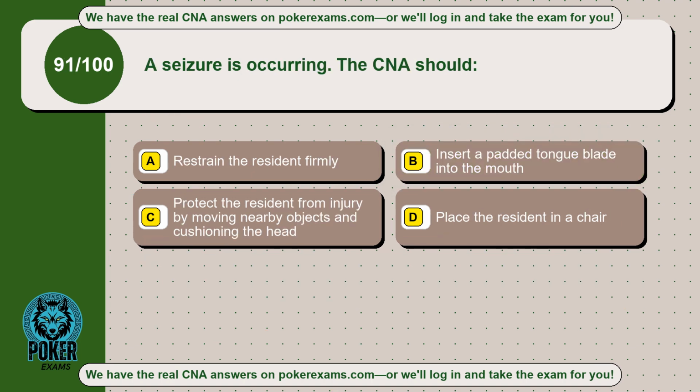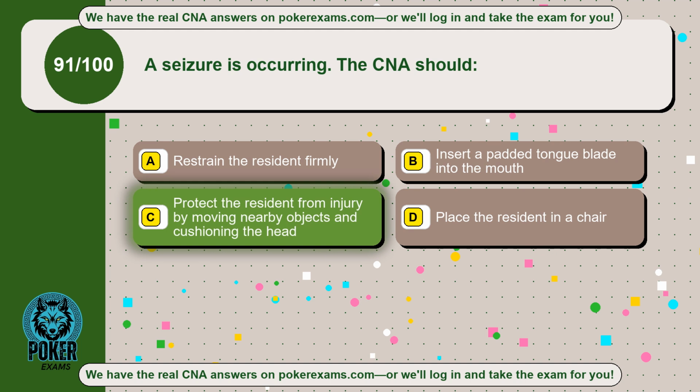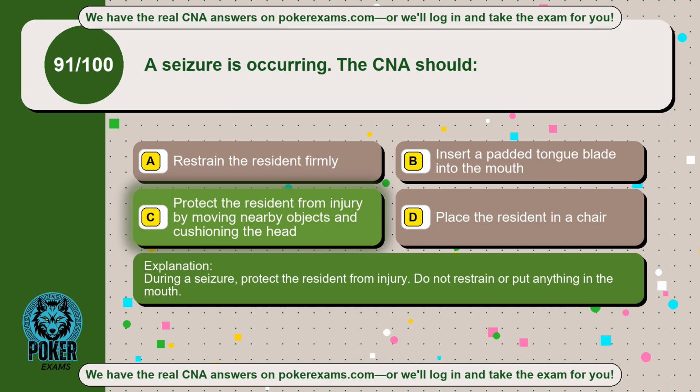Question 91. A seizure is occurring. The CNA should: Option A. Restrain the resident firmly. Option B. Insert a padded tongue blade into the mouth. Option C. Protect the resident from injury by moving nearby objects and cushioning the head. Option D. Place the resident in a chair. The correct answer is option C. Protect the resident from injury by moving nearby objects and cushioning the head. During a seizure, protect the resident from injury. Do not restrain or put anything in the mouth.